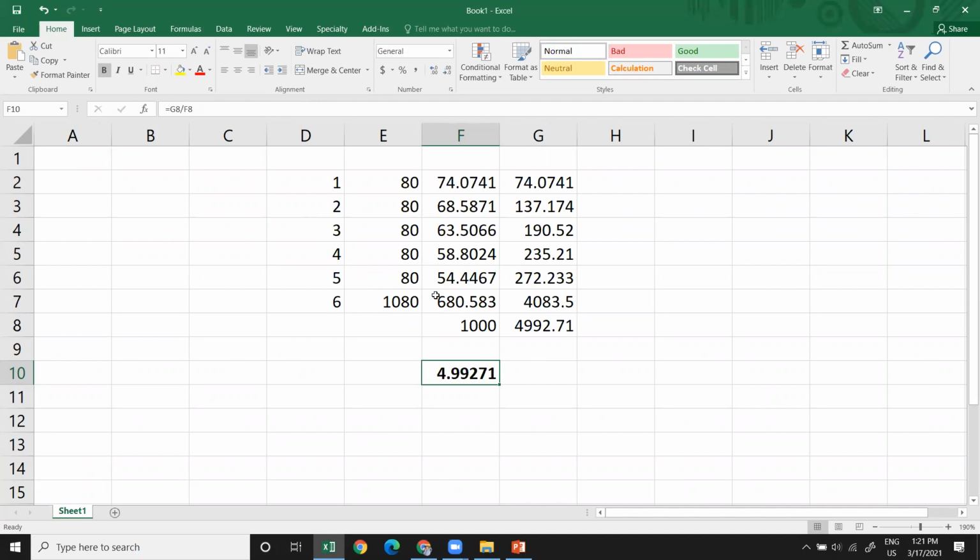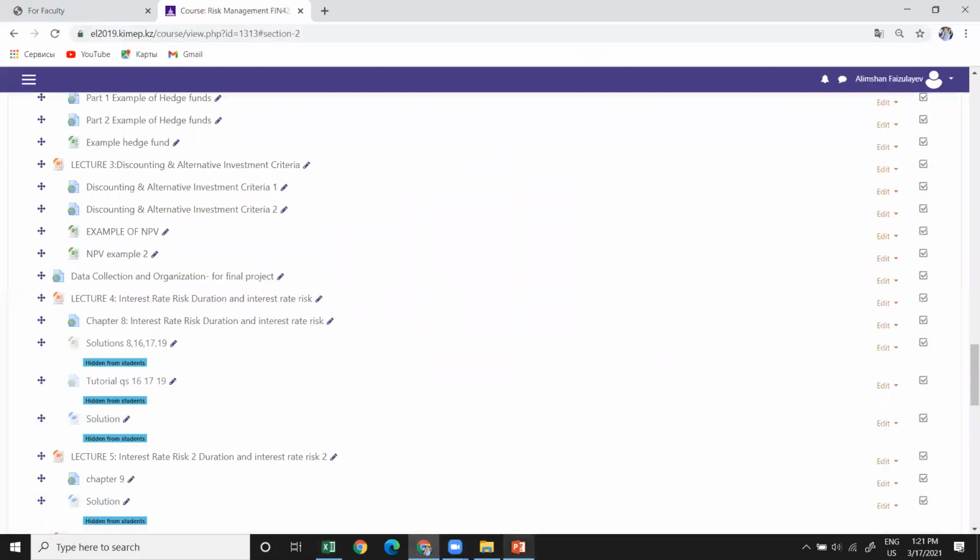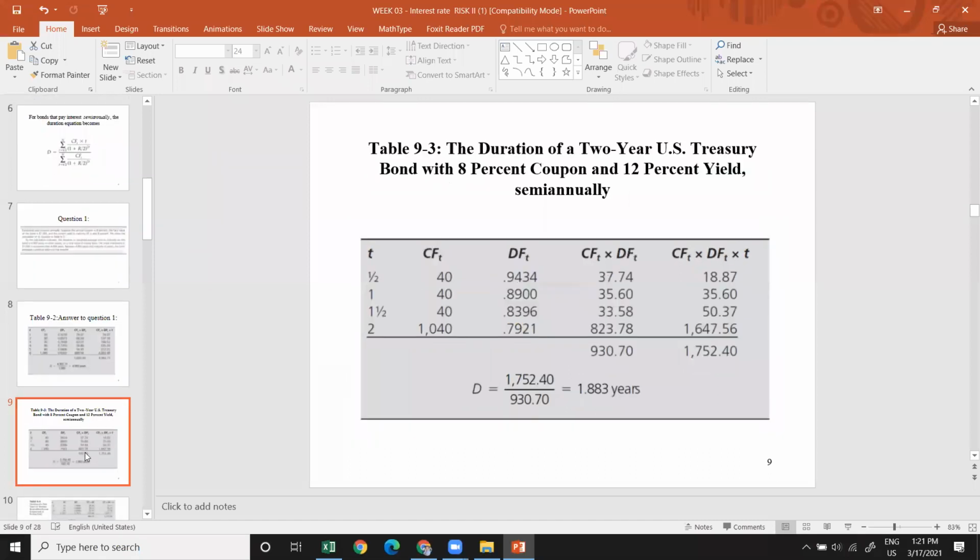So it's a way of doing it quickly. If it's quarterly, you treat it on a quarterly basis. If it's semi-annual, you treat it on a semi-annual basis. Now, the duration of a 2-year US Treasury bond with an 8% coupon and 12% yield to maturity. It's semi-annual over 2 years, which means twice a year. In total, you have 4 periods: half, 1, 1.5, and 2.